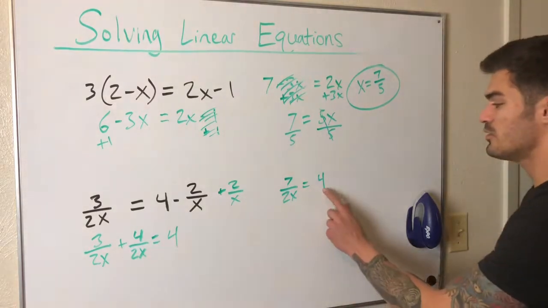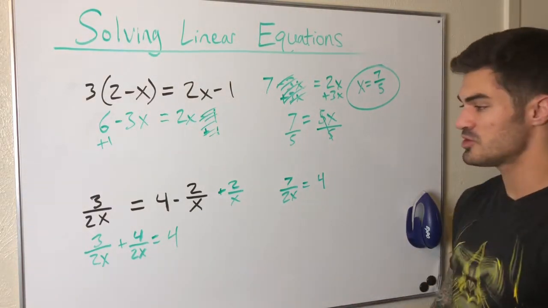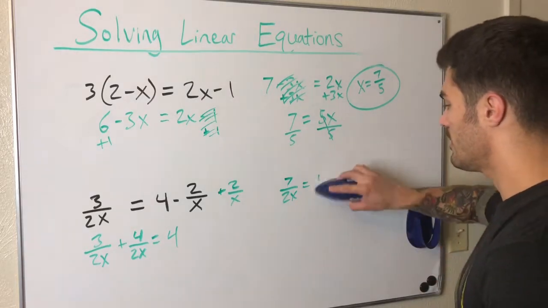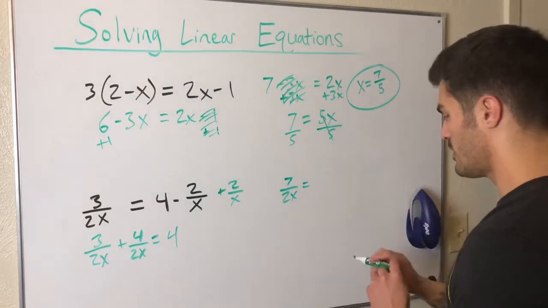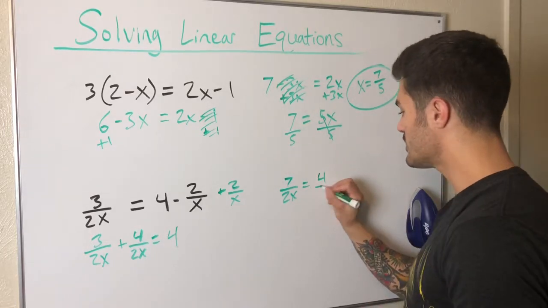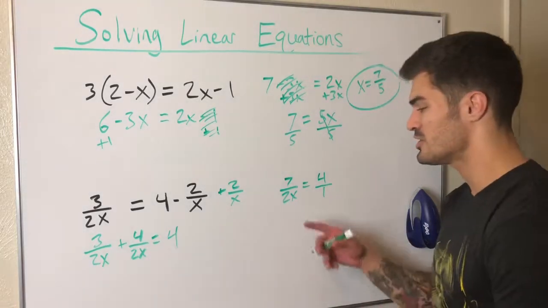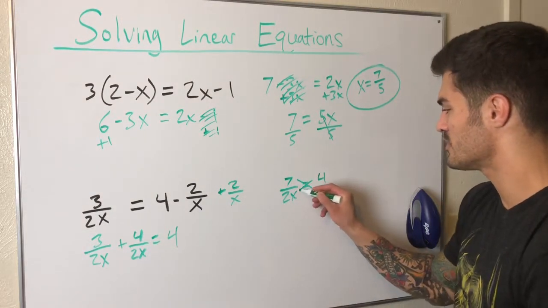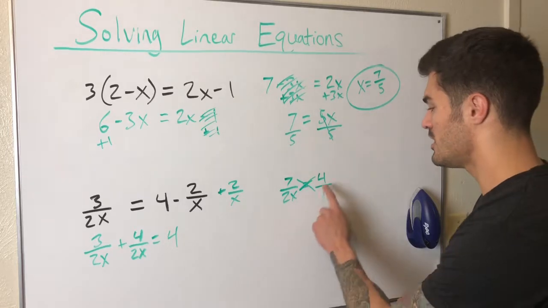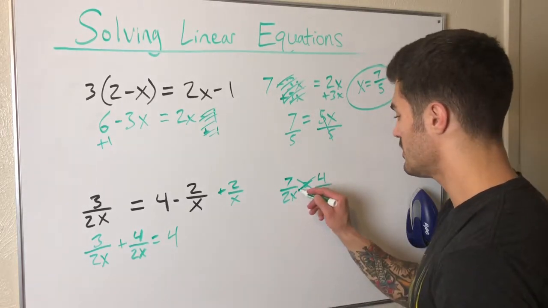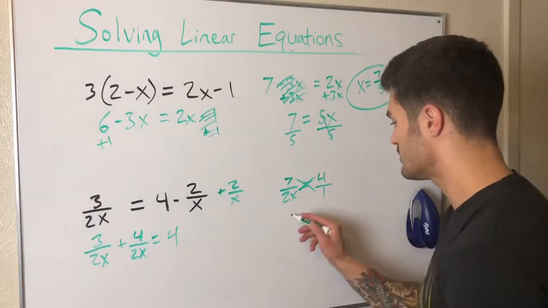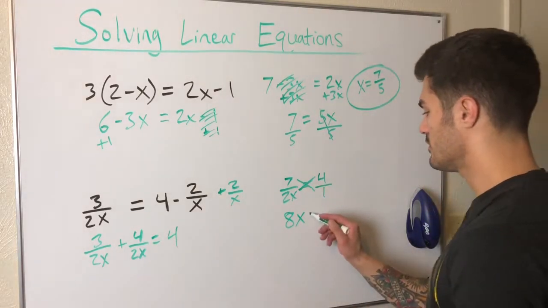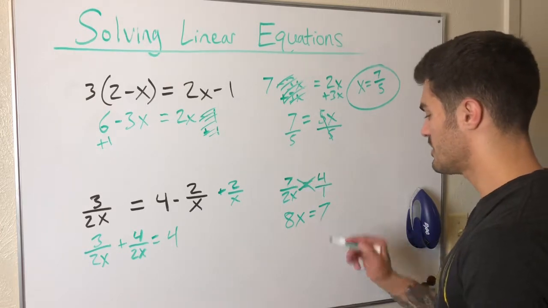Okay, so now what can I do? I can still cross multiply. Even though there's not fractions on both sides, I can make this 4 into a fraction. I can rewrite the 4 as 4 over 1, and then I can cross multiply, if that's how you want to do it. Cross multiplying is the best way, I think. It's a shortcut that everyone uses for a reason, because it is a shortcut. 8x equals 7, that's what I get. 2x times 4 equals 8x, and 7 times 1 equals 7.